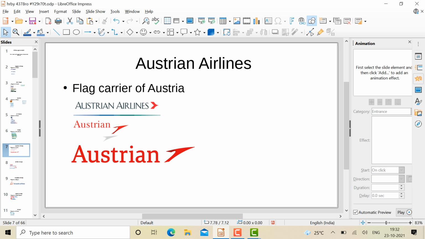Now the current livery is much bigger, and the emblem was moved higher. It is now in line with the name Austrian. As you can see here, it's not exactly aligned, and over here they are aligned.